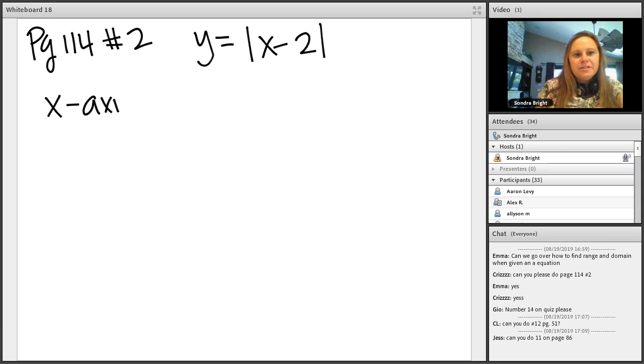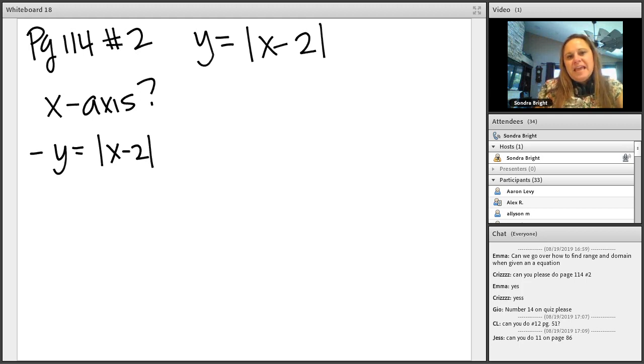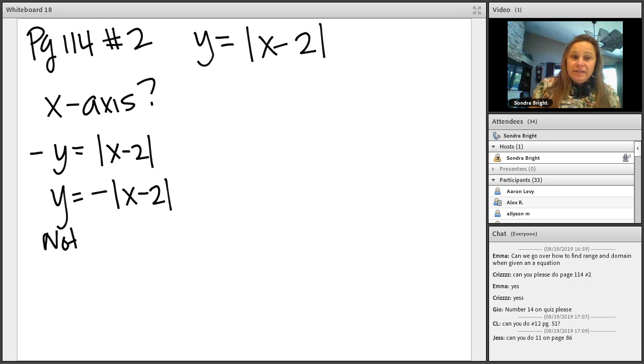Okay, is it symmetric with respect to the x-axis? And what you do to check if it's symmetric with respect to the x-axis is you plug in a negative y for y. So negative y equals absolute value of x minus 2. And you want to see, can you get it to be equivalent? The only thing you could do is divide both sides by a -1, and you could have a negative in front there, but that negative does not distribute inside an absolute value, and so this is not equivalent.